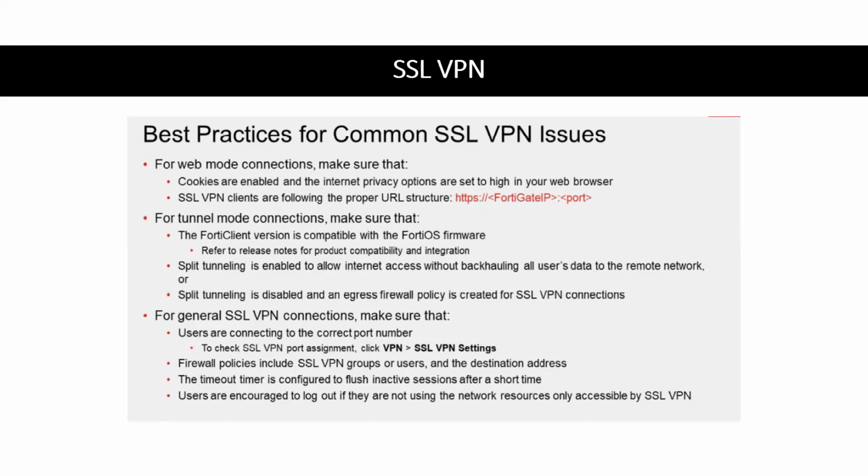If you don't have split tunneling enabled, just make sure you have that. This is more of a good checklist for you. Make sure they're connected to the correct port number, and make sure that setting is in FortiClient. A couple of things we went over with configuration settings: SSL VPN groups, SSL VPN users, destination addresses, that routing override we talked about, and make sure the firewall policies are correct.